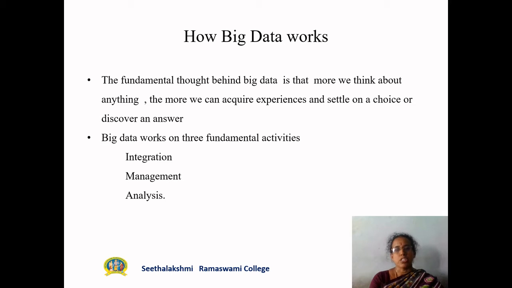How does big data work? The fundamental thought behind big data is that the more we think about anything, the more we can acquire experiences and settle on a choice or discover an answer. Big data works on three fundamental activities: integration, management, analysis.